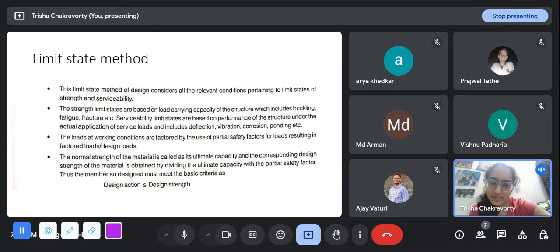And the member is designed so that the basic criterion is that the design action should be less than the design strength. What is the design action? It is the load multiplied by the safety factor, and the design strength is the strength divided by the safety factor.